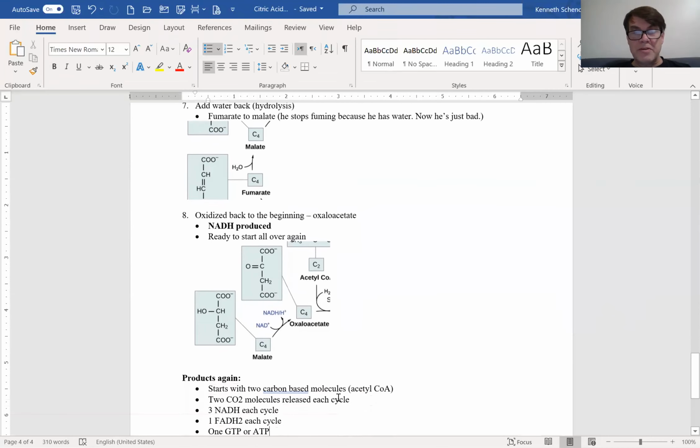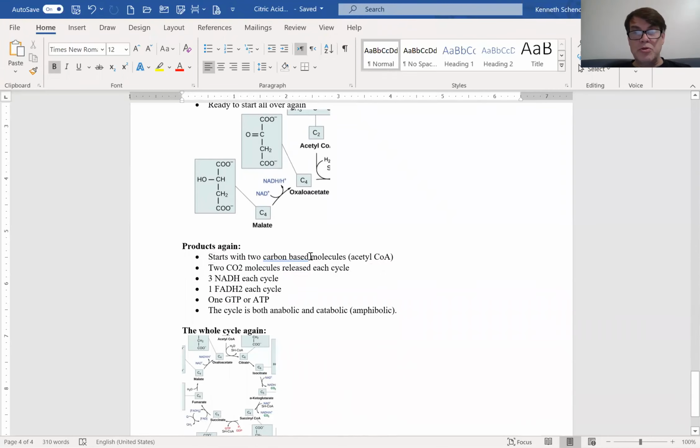So again, what are the products of the citric acid cycle? It starts with 2 carbon-based molecules, acetyl CoA. 2 CO2 molecules are lost each cycle. 3 NADHs are produced each cycle. 1 FADH2 is produced each cycle. 1 either GTP, guanine triphosphate, or ATP, adenosine triphosphate, is produced. The cycle both builds stuff up, anabolic, and breaks stuff down, catabolic. So the process is amphibolic, amphi meaning both, because it both builds and tears down. It can't make up its mind.